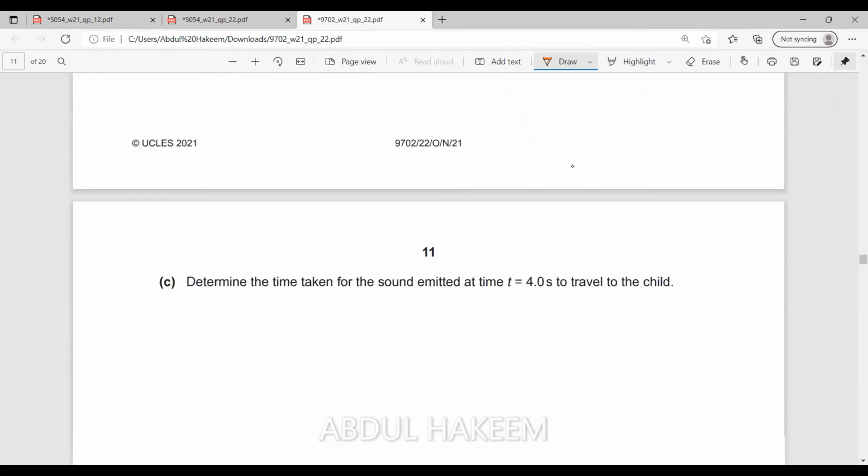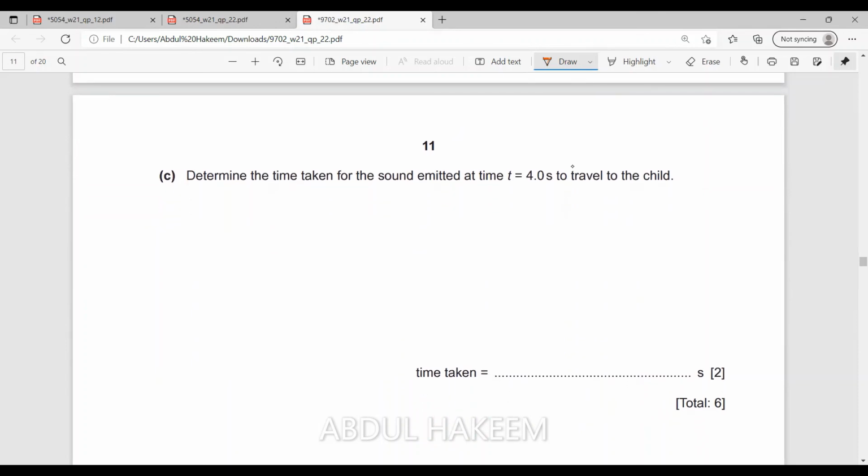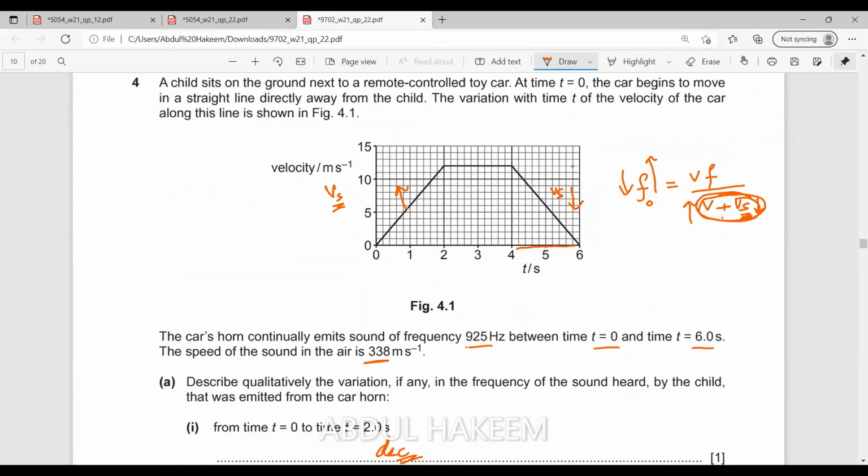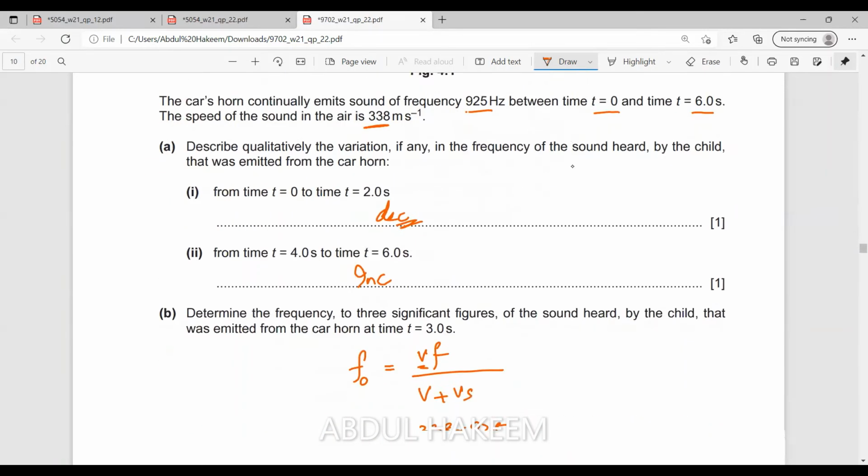Now the next part is determine the time taken for the sound emitted at t4. So first we have to calculate how much distance is covered by the toy car in 4 seconds. So we will move to the graph, and area under the graph till 4 seconds means this area. And it's a trapezium, 1 by 2, sum of the parallel sides. So this is 4 and this side is 2 and multiply by this height, which is 12. So this is 6 multiply by 12 divided by 2, so it's 36-meter distance is covered.